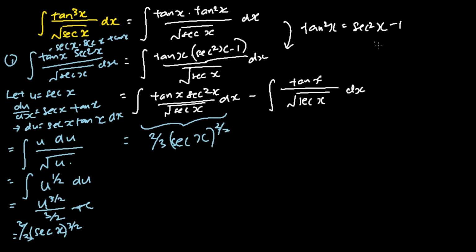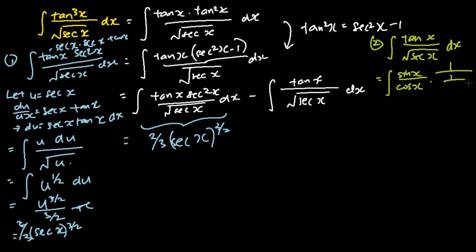Now let's focus on the second integral, which is the integral of tangent x over square root of secant x dx. We manipulate it in such a manner: we express tangent x as sin x over cosine x. The denominator, which is the square root of secant x, would just be 1 over the square root of cosine x, dx, in which after I further simplify I will get sin x over the square root of cosine x dx.